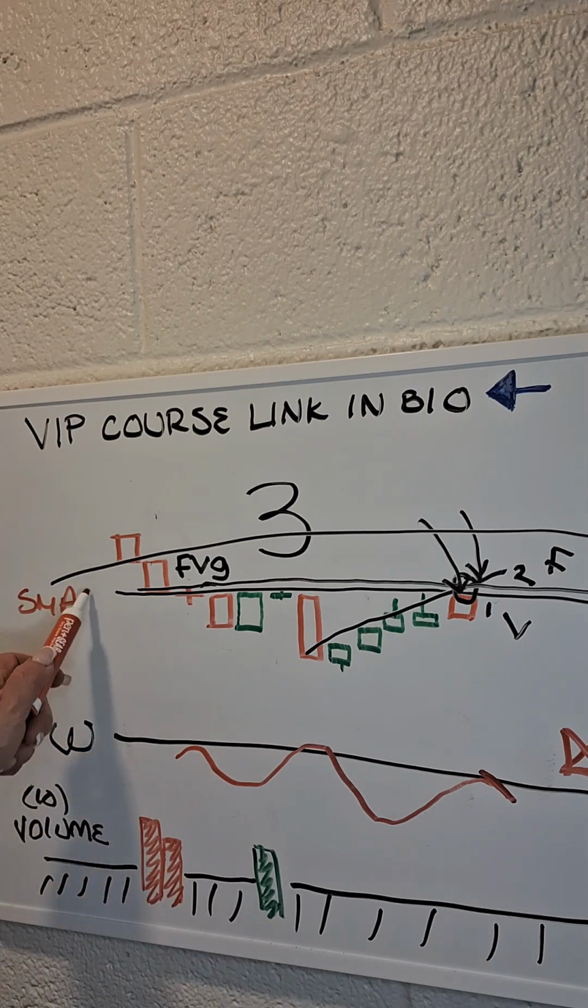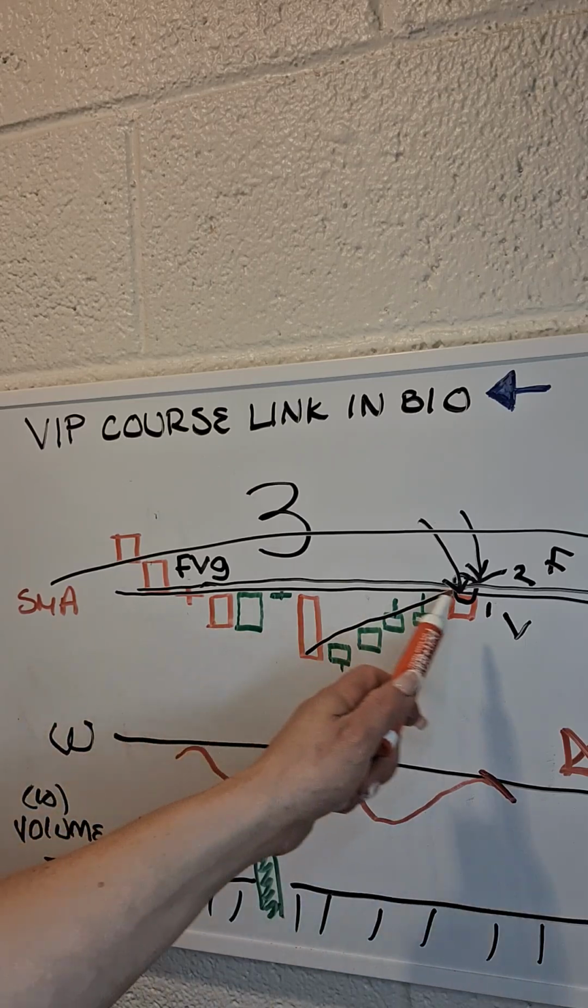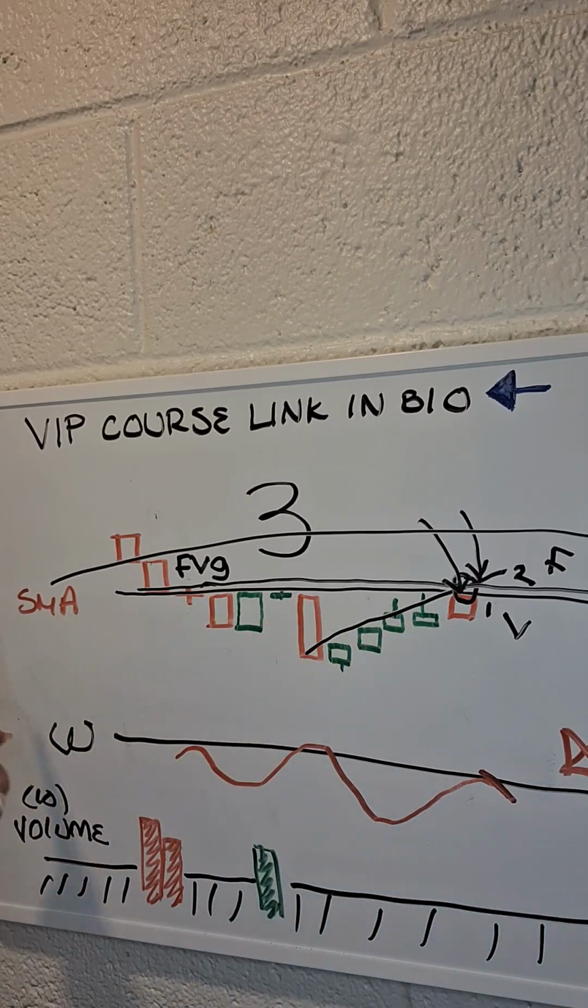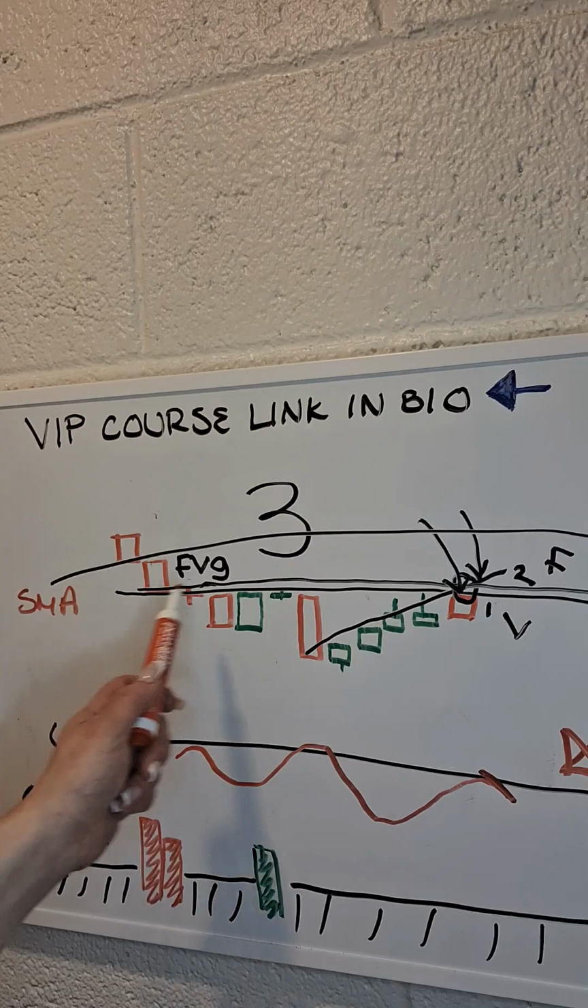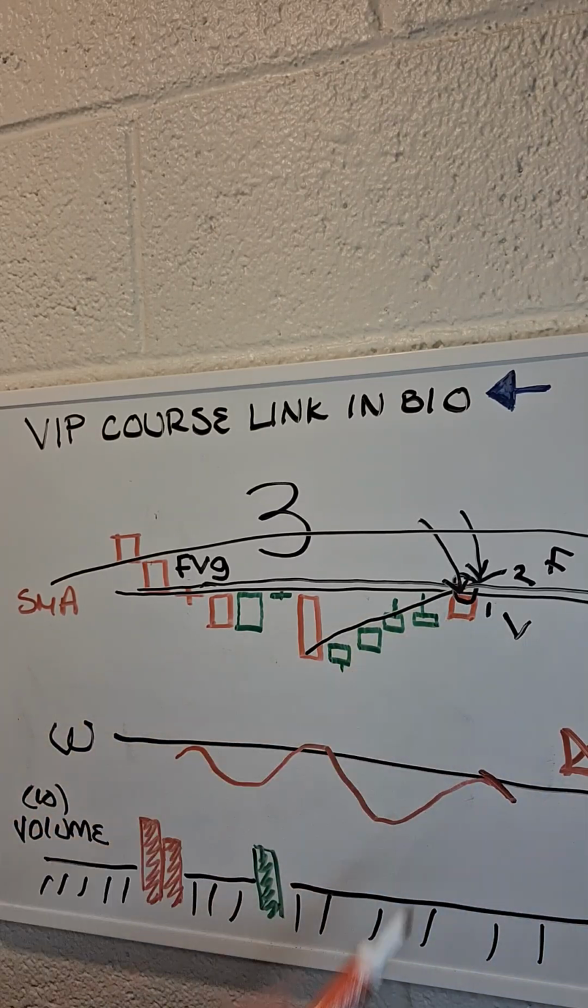So we are below the 55 SMA. We are below our FVG line. We are below our volume line, and we have our touch of our trend line. All of these things are matching up, and we're below the Williams line. That's like 5 or 6 reasons right there to take this trade.